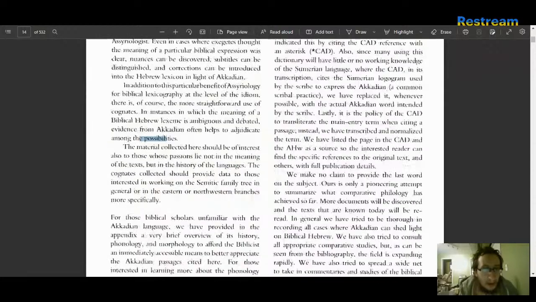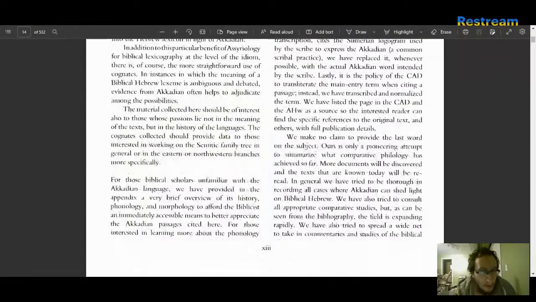The material collected here should be of interest also to those whose passions lie not in the meaning of the text but in the history of the languages. The cognates collected should provide data to those interested in working on the Semitic family tree in general, or in the eastern or northwestern branches more specifically.